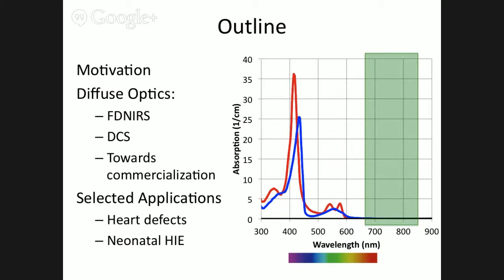The goal of diffuse optics is to look at the optical properties of tissue and relate that back to physiological properties in the tissue, like oxygen saturation, blood volume, blood flow, oxygen metabolism, etc. We use two main techniques, frequency domain NIRS and diffuse correlation spectroscopy, to measure these parameters. Today I'll talk about background on the techniques, some work towards commercialization of the device, and then highlight some selected applications that we've been pushing in neonates.